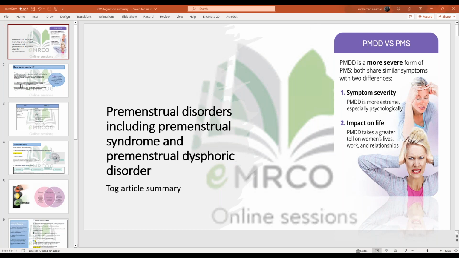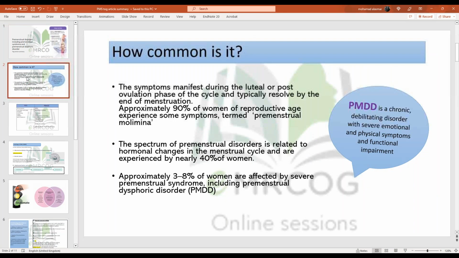So this is, simply, the main difference. It's different in symptom severity and different in the impact on life. Which one is more severe? Of course, premenstrual dysphoric disorder, and the impact on life is also greater in the PMDD patient. The symptoms of both manifest mainly in the luteal, or post-ovulation, phase of the cycle.